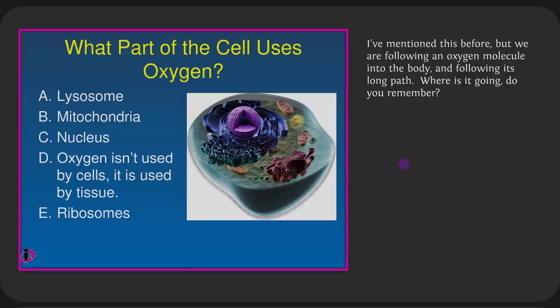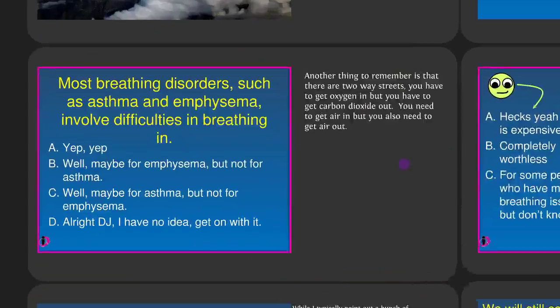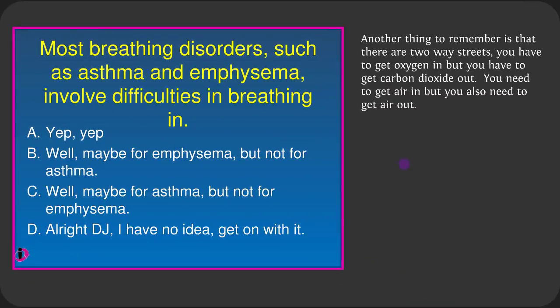I've mentioned this before, but we're following an oxygen molecule into the body and following its long path. Where's it going? Do you remember? It's going to go to the mitochondria, some to the peroxisomes, where it oxidizes things. Most breathing disorders, such as asthma and emphysema, involve difficulties in breathing in. Sounds good. Well, maybe for asthma, but not for emphysema.